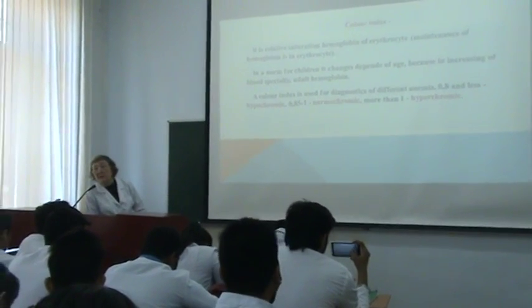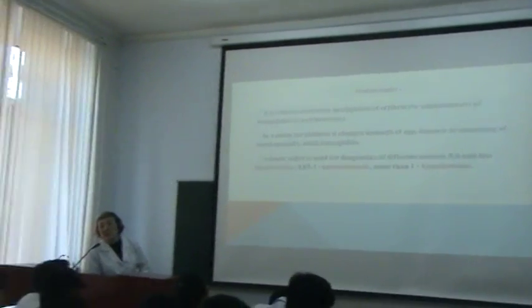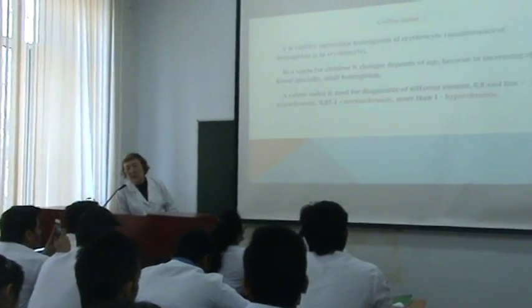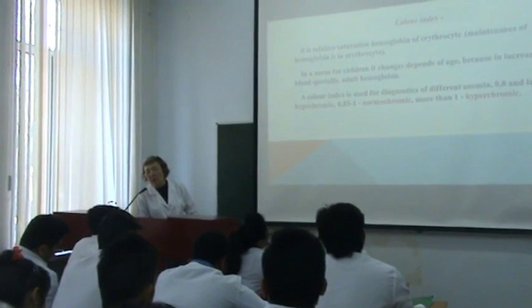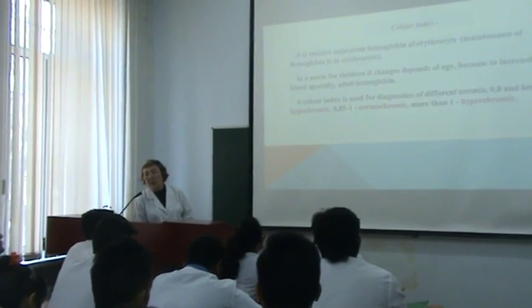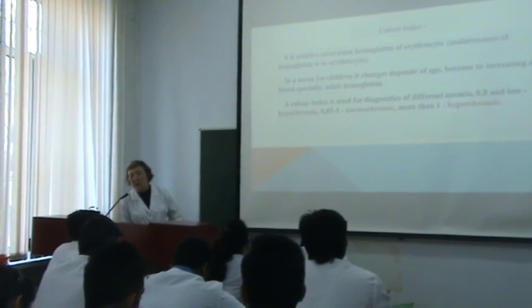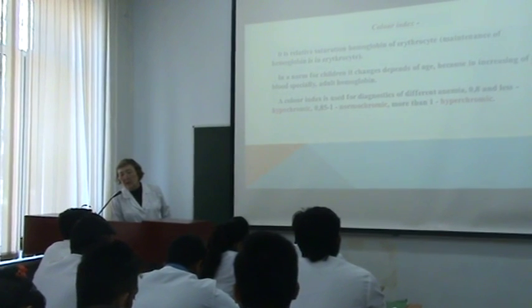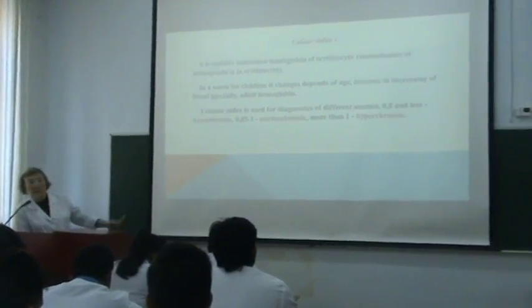Color index. What is it, color index? It is the relative saturation of hemoglobin in erythrocytes. The main part of hemoglobin is in erythrocytes. In children it changes depending on age, because in the increased blood, adult hemoglobin appears. Color index is used for diagnostics of different anemias.